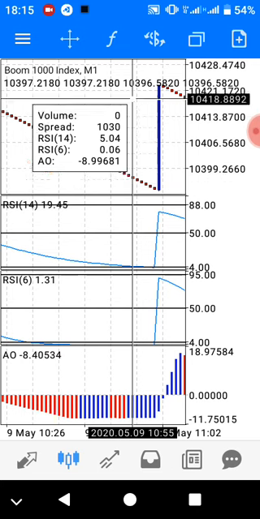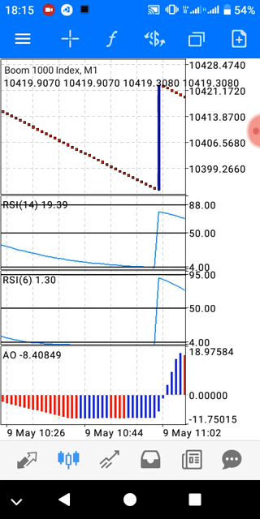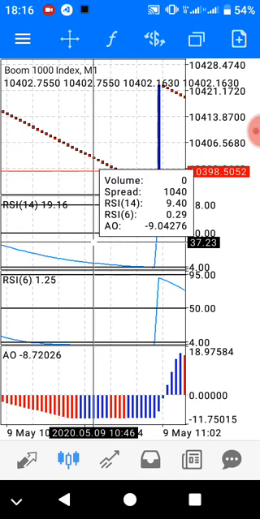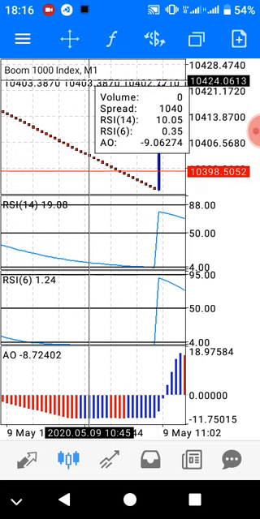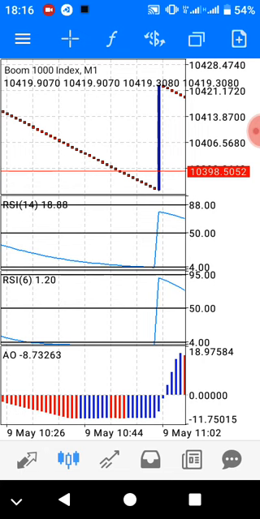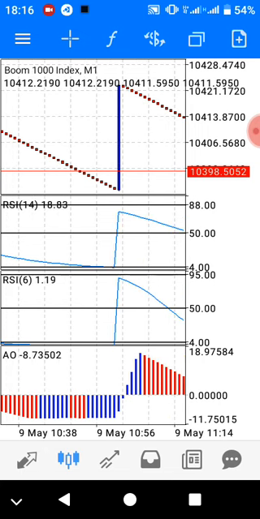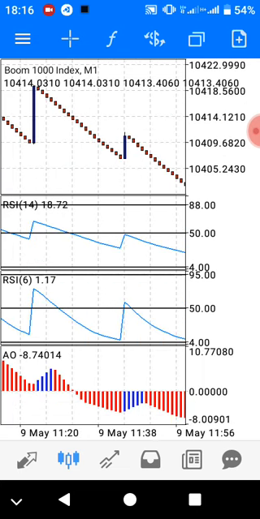Okay, let me use horizontal lines. Here is where you enter, where our horizontal line is. This is where you would have entered using the RSI 14. And we can see that the candles for the drawdown are not that many. So for those with smaller accounts, you will experience a smaller drawdown.